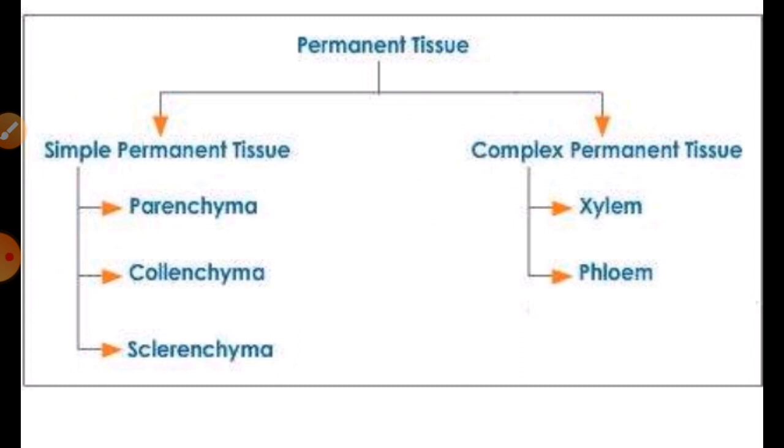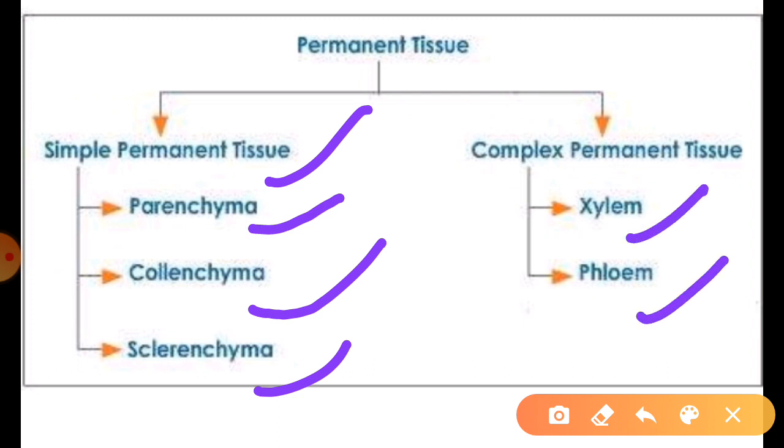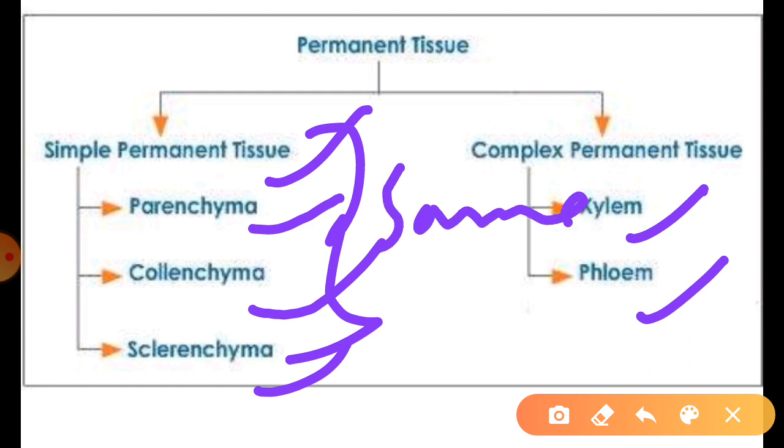If we talk about the classification of the permanent tissues, especially in case of the simple permanent tissues, there are three categories, that is parenchyma, collenchyma and sclerenchyma. On the other hand, the complex permanent tissues, that is xylem and phloem, are found there. Both of these are permanent tissues. Simple permanent tissue, as I have already told you, is always made up of the same kind of cells. Functionally and structurally they are the same, right?